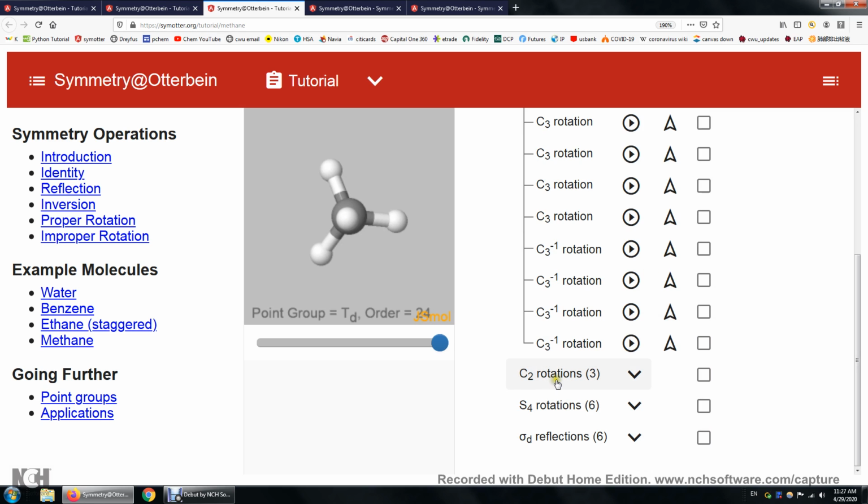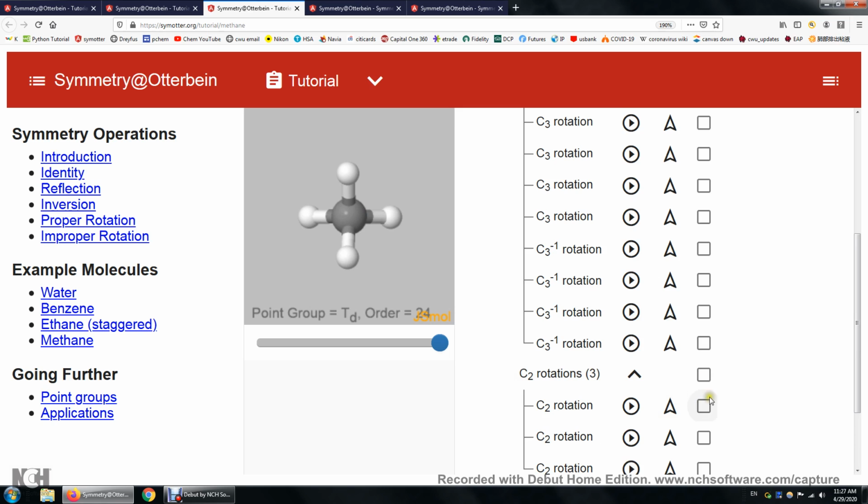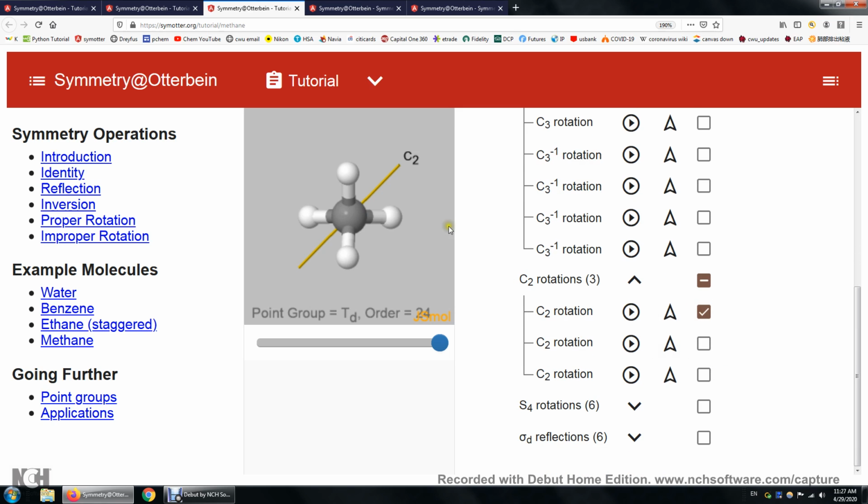There are 3 C2 rotations. It's a bit difficult to visualize, but if I put it this way, you can see. Just imagine a C2 axis perpendicular to your screen. All right, and then let's do rotation here. Okay. Let's do a rotation. Okay. 180 degrees. There are 3 of them. They are all perpendicular to each other.